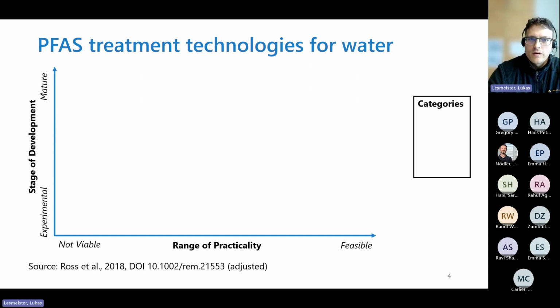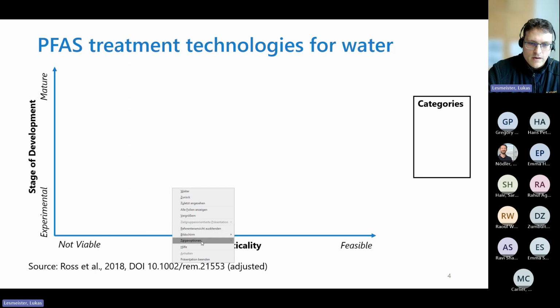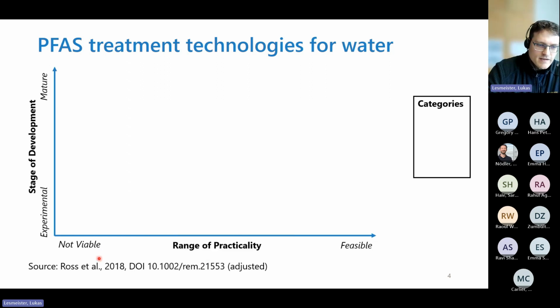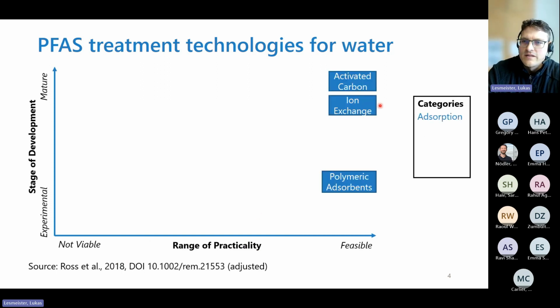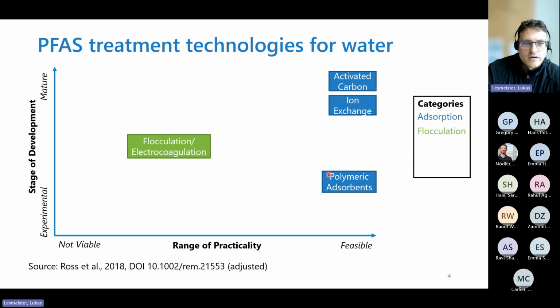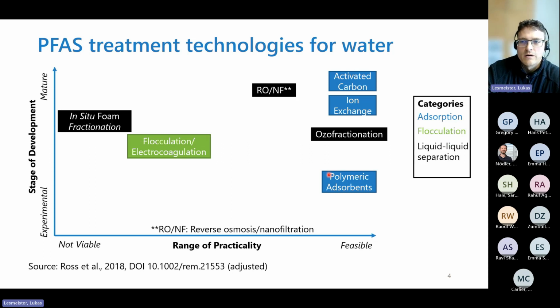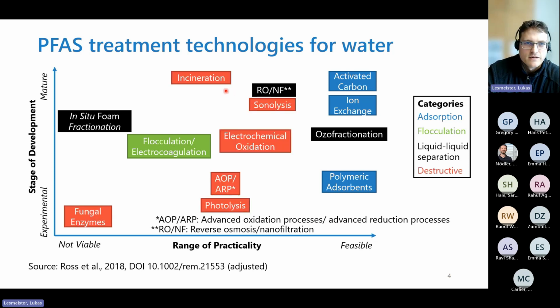I took this framework here from a review by Ross et al. 2018. We can categorize the different methods for PFAS treatment in adsorption, like activated carbon, ion exchange or polymeric adsorbents. Flocculation technologies or liquid-liquid separation, like reverse osmosis and nanofiltration. There are also destructive technologies like incineration and photolysis.